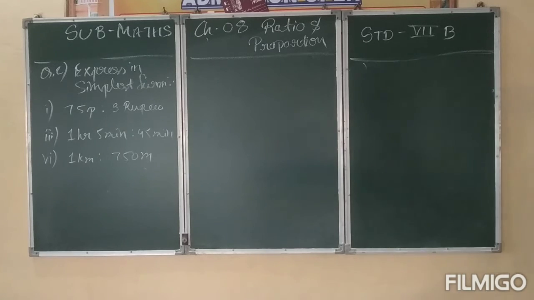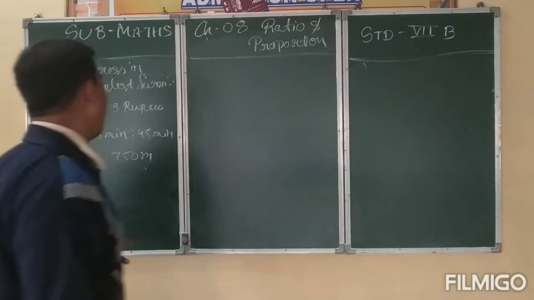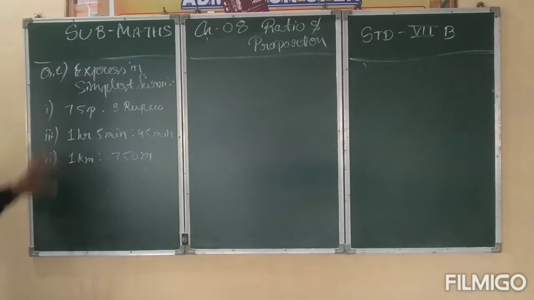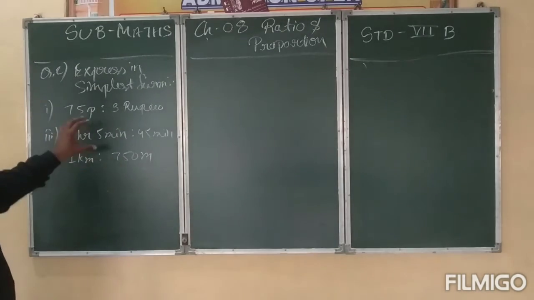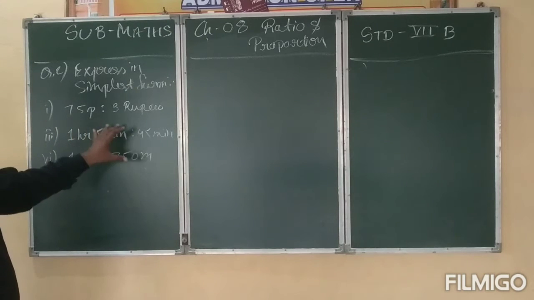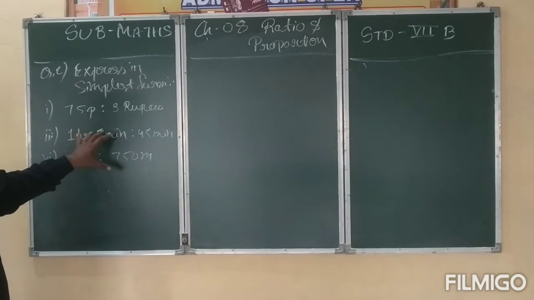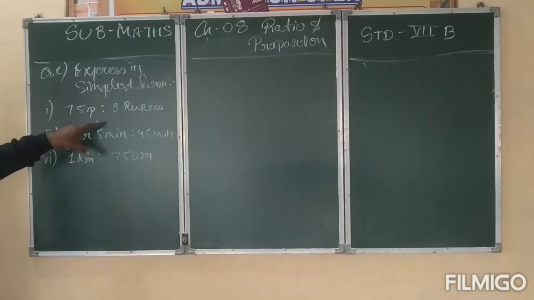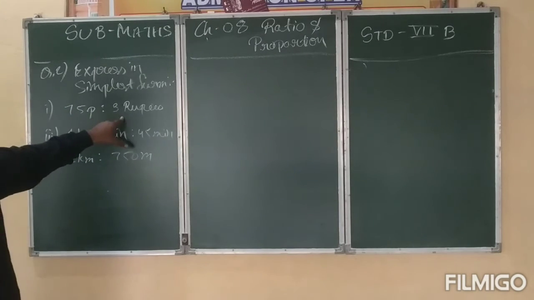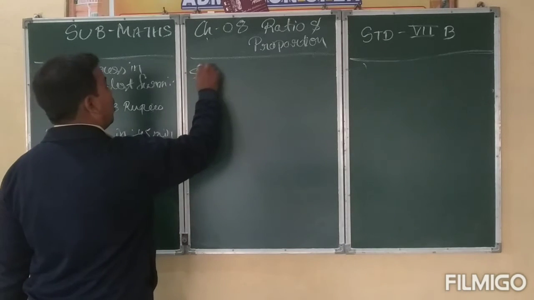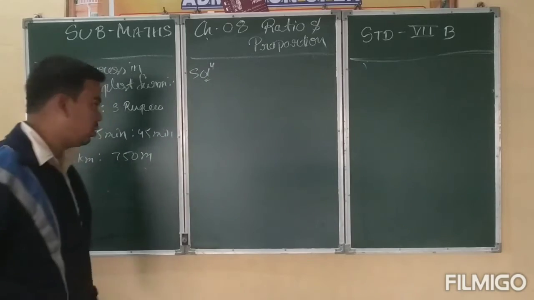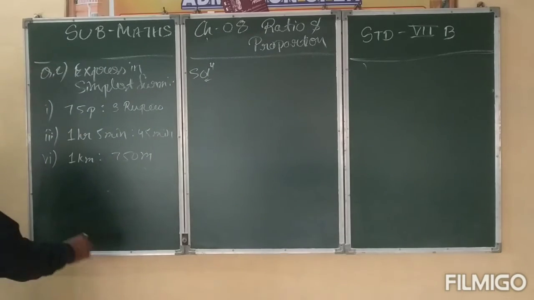Okay, so question number second: express in simplest form. Two quantities are given, 75 paise and 3 rupees. But the unit is not the same. So first of all we change the unit. This is paise and this is rupees. So rupees we change into the smallest unit, that is paise. Then after we find the ratio. So 75 paise.